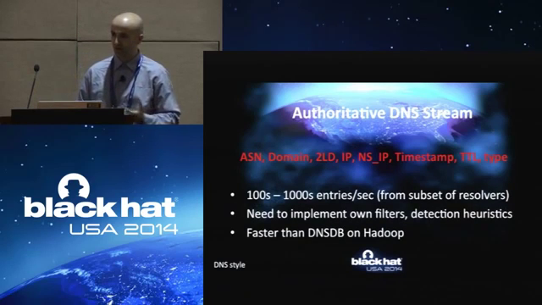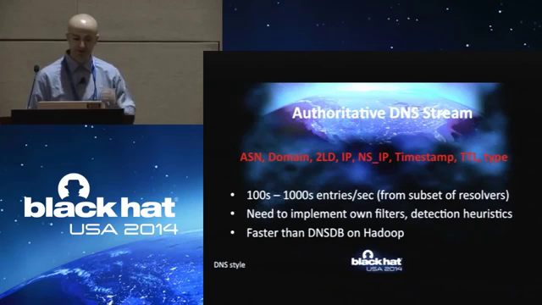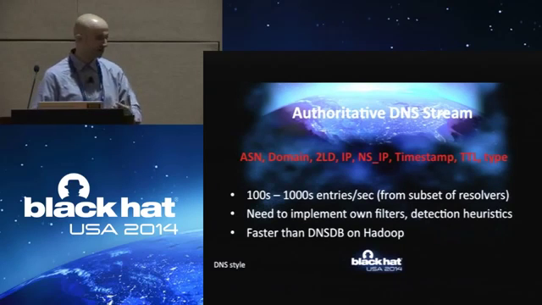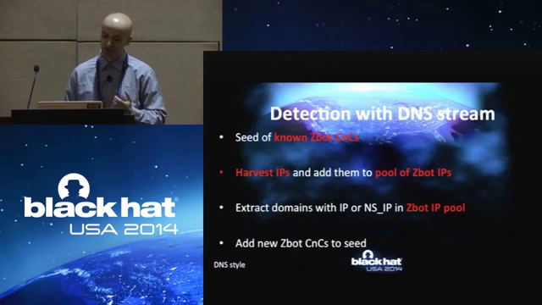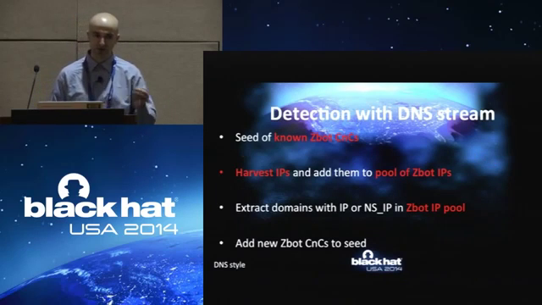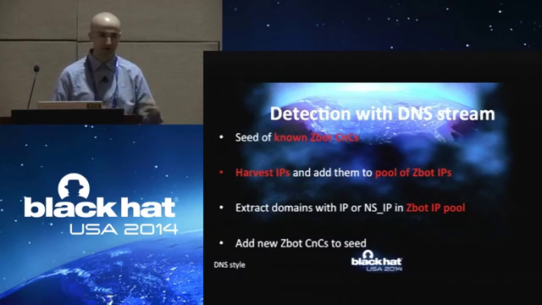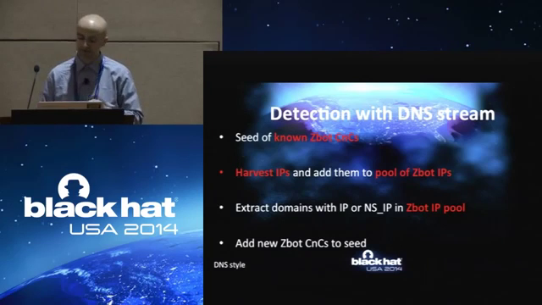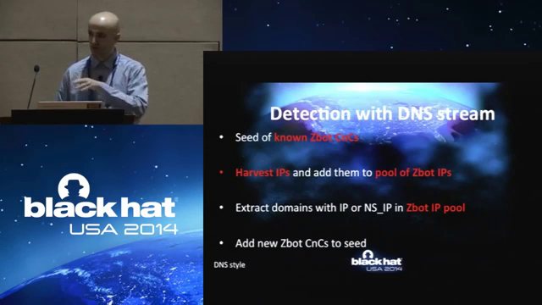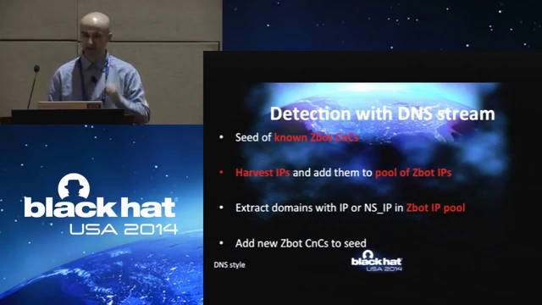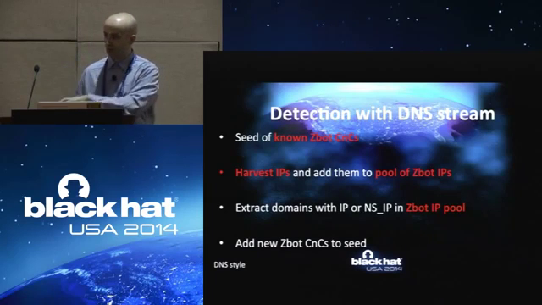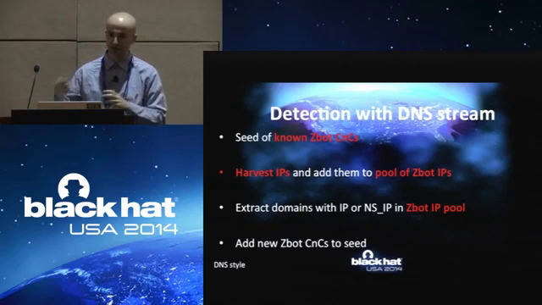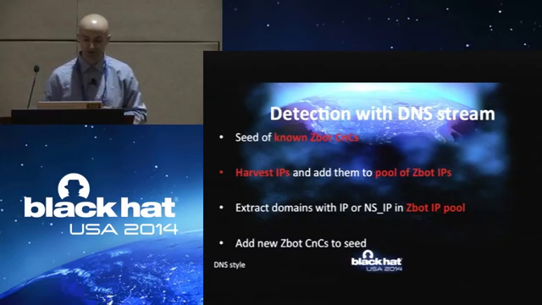The streaming-based method uses the authoritative DNS stream. This is the one that we have. It's way faster than batch processing using Hadoop, but for that, you have to have your own heuristics, and you also have to have a seed of IPs. So you start with a seed of ZBot CNC domains and keep harvesting their IPs. Then, as the stream goes by in real time, you grab any entry that has an IP in the pool of ZBot IPs or whose name server is also in there, because usually the name servers and the domains are hosted on this kind of proxy network.